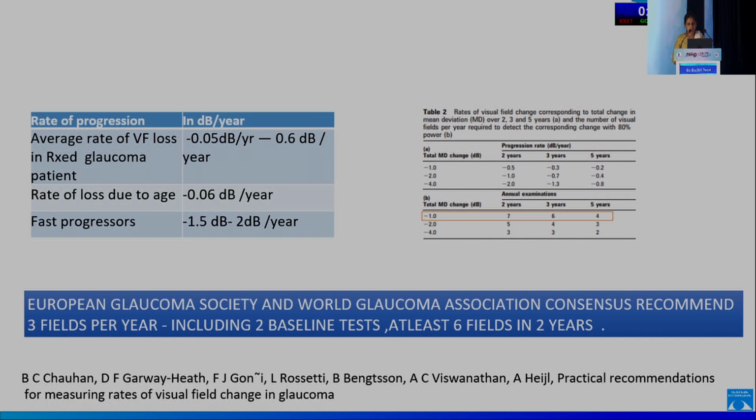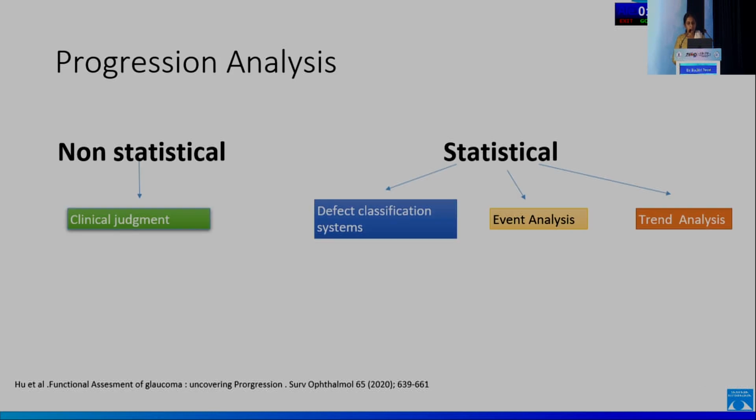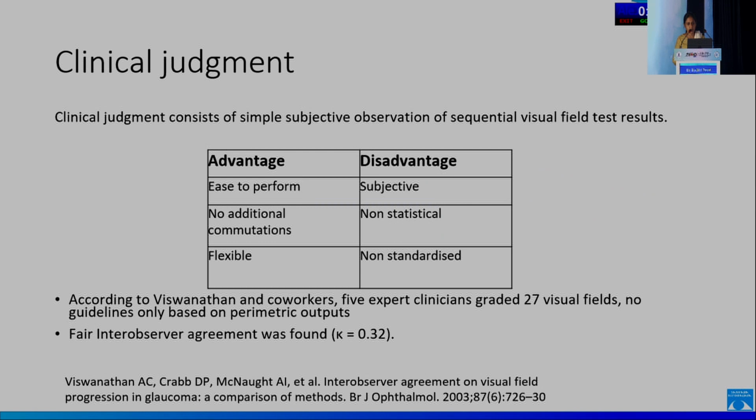According to Chauhan et al., to detect a change of minus 1 decibel in mean deviation, we have to do at least 7 fields in 2 years to pick up progression earlier. The EGS and the World Glaucoma Association consensus also recommend 3 visual fields per year, including the 2 baselines, so at least 6 fields in 2 years. The progression analysis can be done non-statistically and statistically. Non-statistically would be by clinical judgment, and statistically by defect classification systems, event and trend analysis.